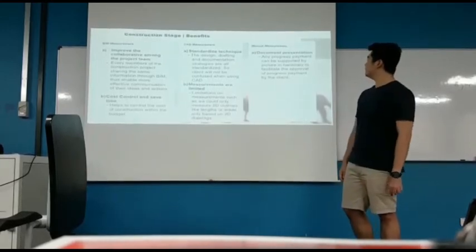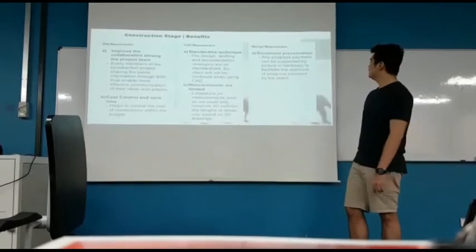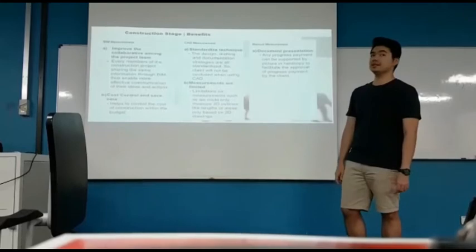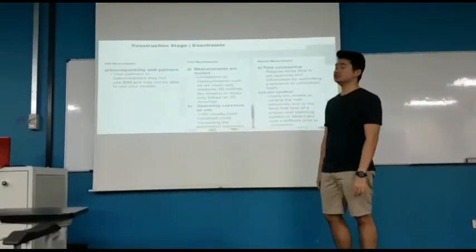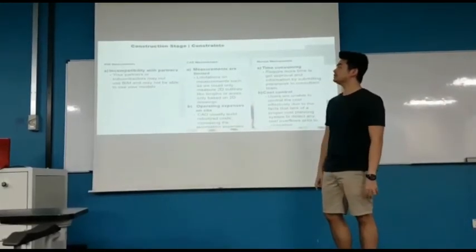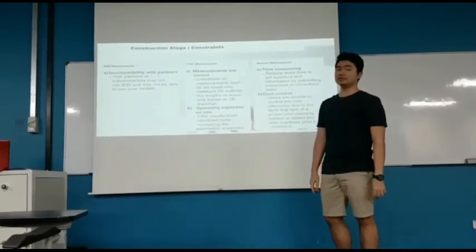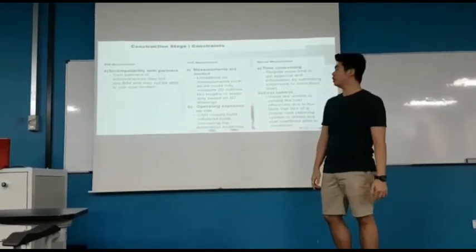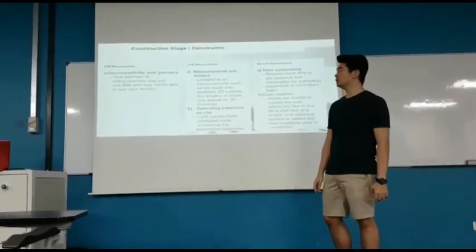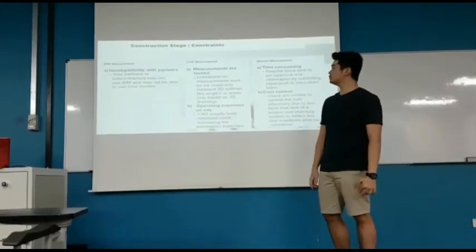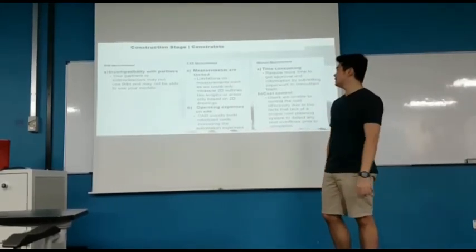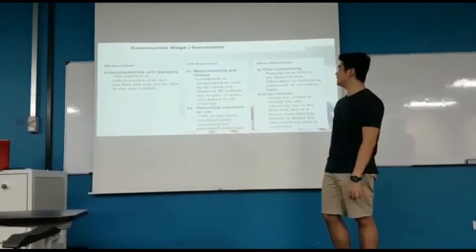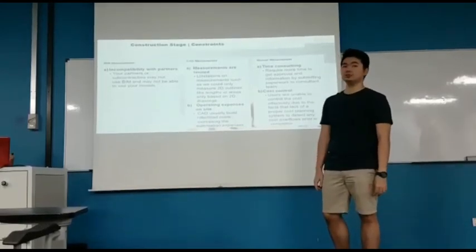Any progress payment can be supported by pictures in hard copy to facilitate the client's approval of the progress payment. Now for the constraints of the construction stage, for BIM measurement, the first one is incompatibility with partners, meaning that your partners or subcontractors may not use BIM or may not be able to use your model. For CAD measurement, the first constraint is that the measurements are limited. We could only measure 2D outlines like lengths or areas, based only on 2D drawings.